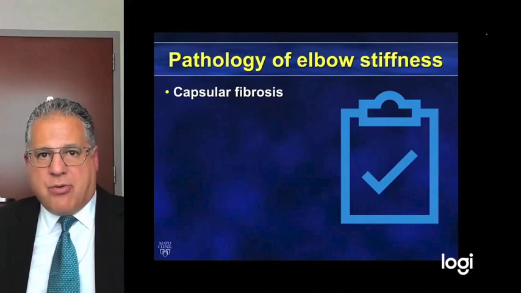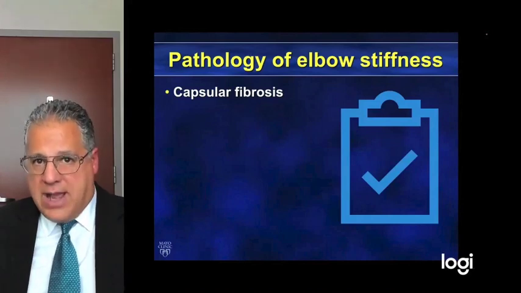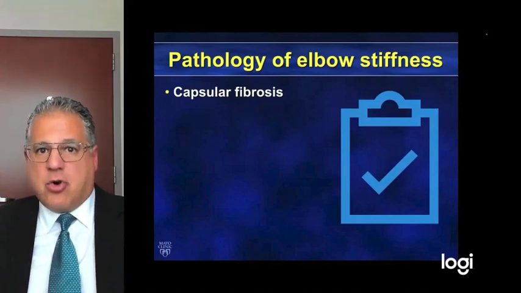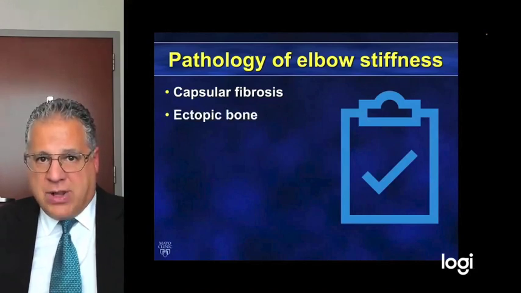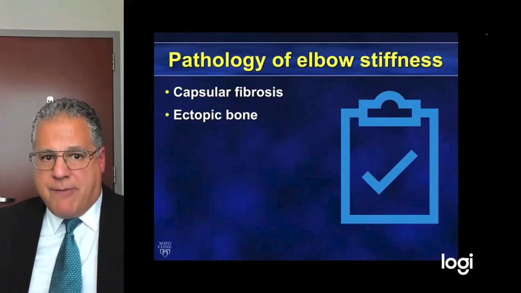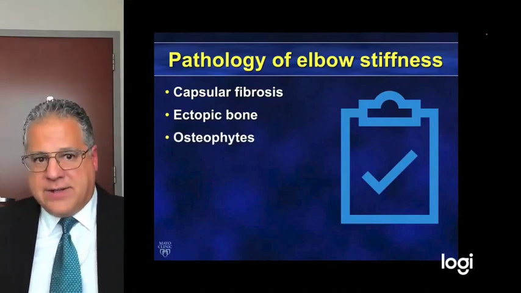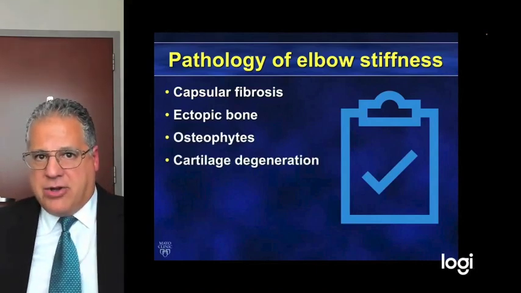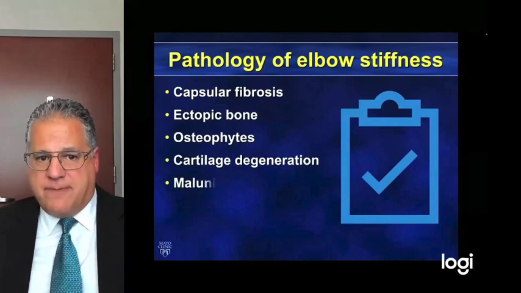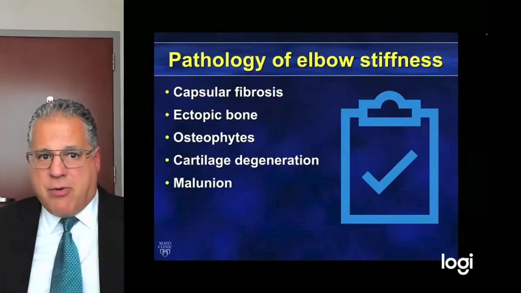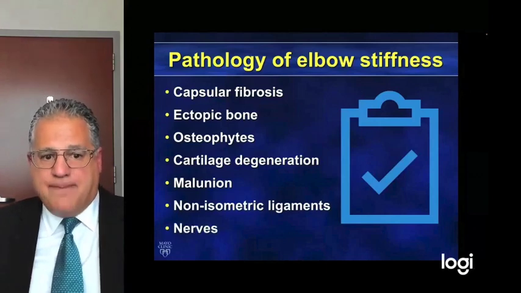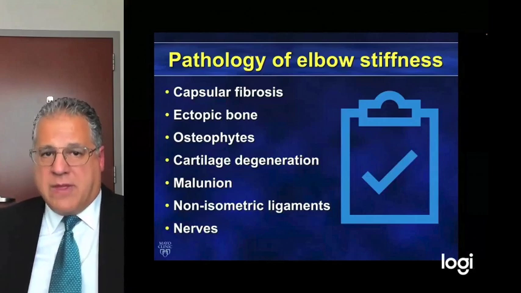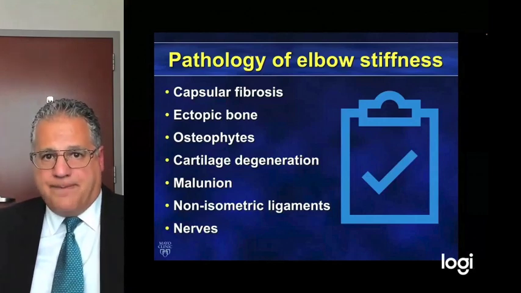However, it's important to recognize that there are other structures or elements that may be present and also contribute to stiffness, and as such, they may need to be addressed at the time of surgery, and those include heterotopic bone formation, osteophytes, a very irregular articular surface secondary to cartilage degeneration, abnormal shape of the bone secondary to malunion, non-isometric ligaments, and occasionally nerve injuries or nerve dysfunction that can contribute with an element of neurogenic contracture.